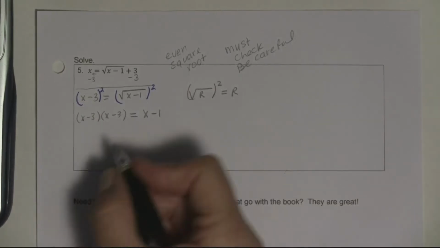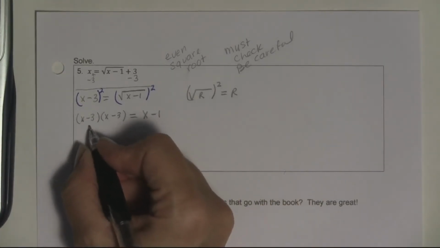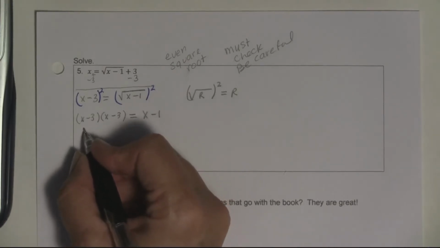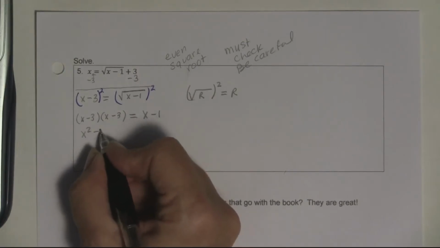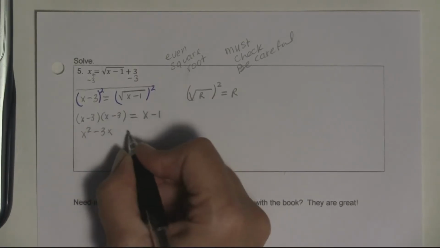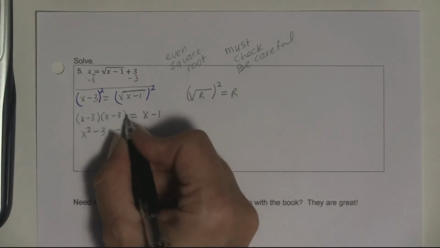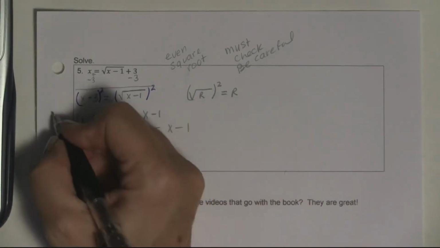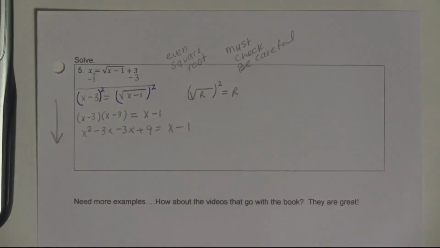So over here, I wish I had given more room. I always make that note every time I write on these papers. So here I have x squared, and then on the outer I have minus 3x, minus 3x again, plus 9 equals x minus 1. Make a note to myself, more room.